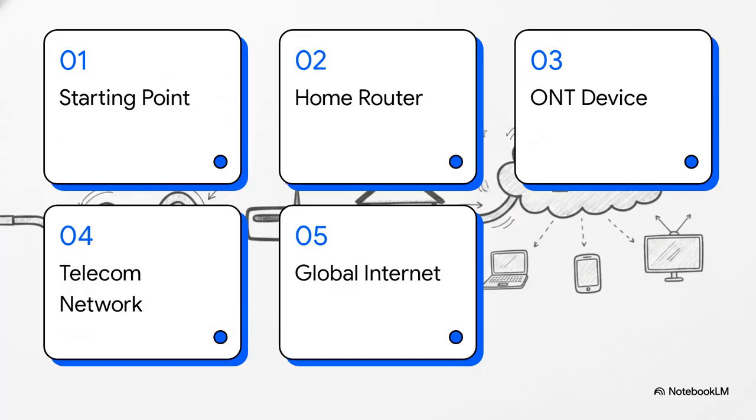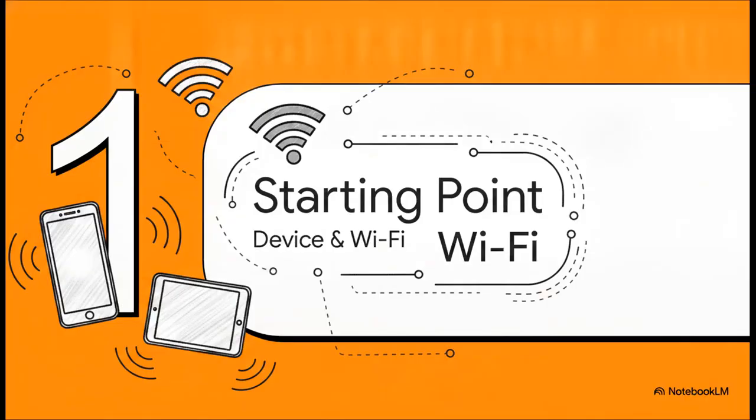We're going to follow a single data request sequentially through 5 key checkpoints. First, the starting point at your device and Wi-Fi. Second, the home router. Third, the ONT device. Fourth, the national telecom network. And finally, the global internet. Okay, let's dive into this.